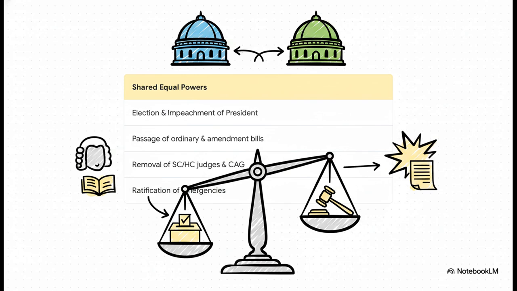Let's resolve that tension, though, because despite those special individual domains, both houses hold perfectly equal footing on critical constitutional matters. Think about the passage of ordinary bills, the election and impeachment of the president, the removal of Supreme Court judges and the Chief Election Commissioner, and the ratification of all national and financial emergencies. All of these monumental things demand completely equal power and participation from both the Lok Sabha and the Rajya Sabha.